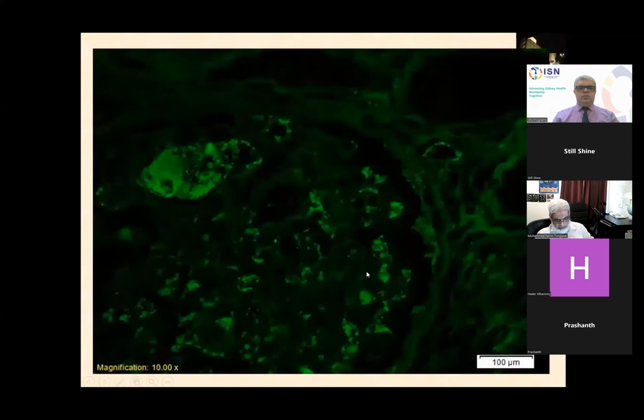This is immunofluorescence for IgM for one of the cases. This is the sclerotic segment at the periphery that interrupted the urinary space, and it's showing positive staining for IgM in immunofluorescence microscopy.